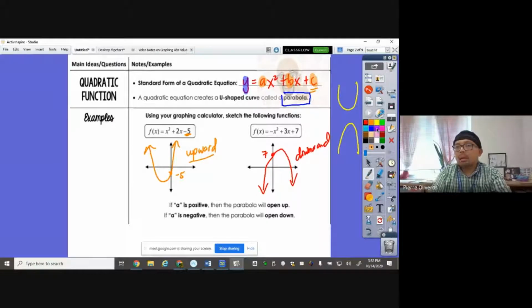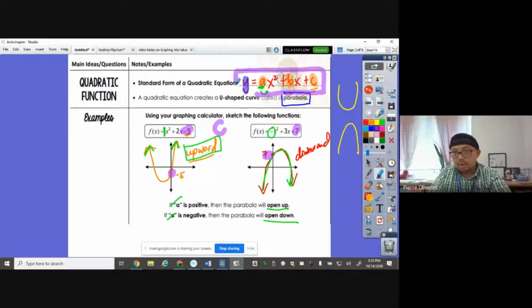Now, you have to understand that the reason why this is opening upward is because the value of a here is 1. Remember from the standard form, a is the leading coefficient, the coefficient of x squared. Here it is 1, and that's positive. That's why it opens upward. If it's negative, it opens downward. So if a is positive, it opens up. If a is negative, it opens downward. And the y-intercepts remain: that's negative 5, and that's positive 7. Those are your c from your standard form. That's the hint.